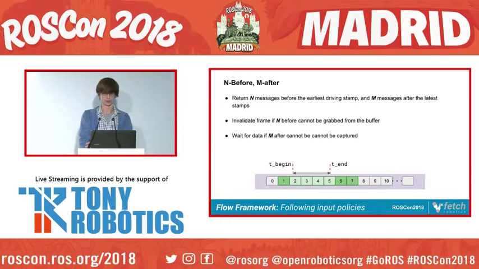Some of the more interesting following policies include this one, in which we try to find the message before and after our synchronization timestamp. And we use this mainly to do things like transform interpolation. Let's say we have a laser scan coming in with a timestamp and we want to transform it. We can get the transform before and after and then interpolate between given our laser timestamp, and then that lines up nicely.